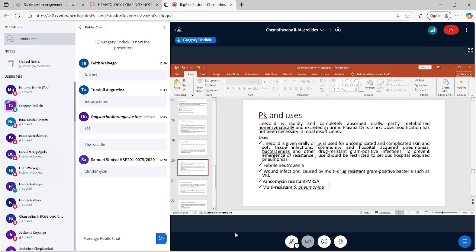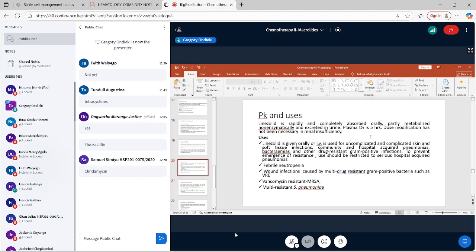So it's given orally, usually available as tablets. The side effects are quite too many. Okay, so no one should actually give you linezolid unless it's very, very necessary. It's usually metabolized non-enzymatically, so you don't expect drug-drug interaction with CYP substrates, and it's excreted in urine. Plasma half-life is 5 hours, like the one we saw in vancomycin. Linezolid can also be given IV.